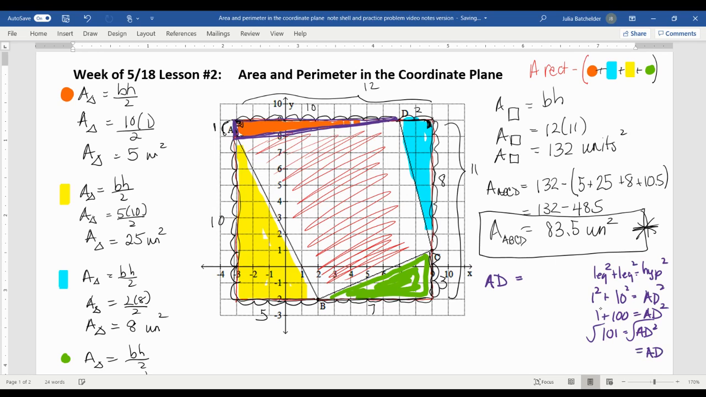Now remember, when you square root, you get a positive and a negative, but we can't have a negative length. So we're going to take 101 and square root it, and we're going to get 10.05. We're going to go nearest hundredths place, and it's in units, as opposed to units squared. So we know AD is 10.05 units. And now we have to find the rest of them.